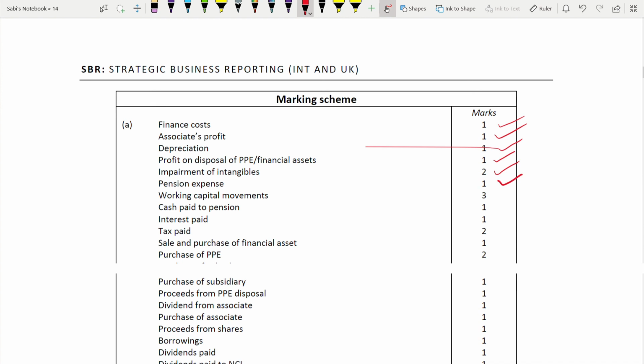Then we have working capital movement 3 marks, because 1 mark for inventory, 1 mark for receivables, 1 mark for payables. Cash paid to pension is 1 mark again. Interest paid is 1 mark. It's easy. Tax paid is 2 marks because workings are required in tax. Sales and purchase of financial assets is 1 mark. No working is required, the figures are given. Purchase of PPE is 2 marks because we need workings.